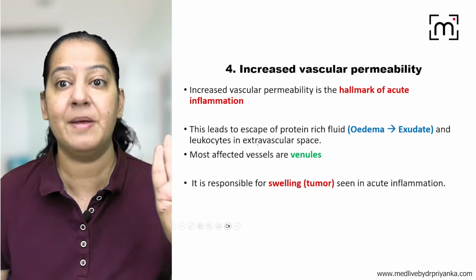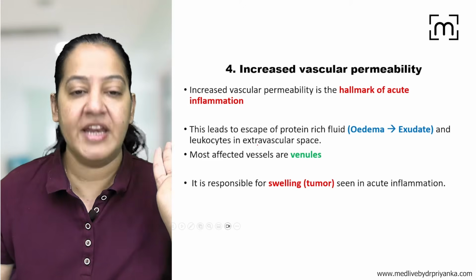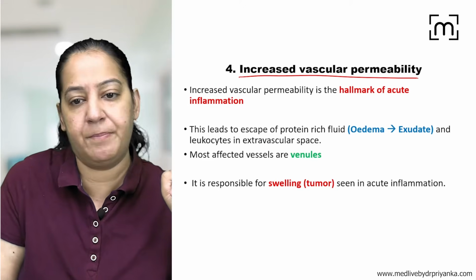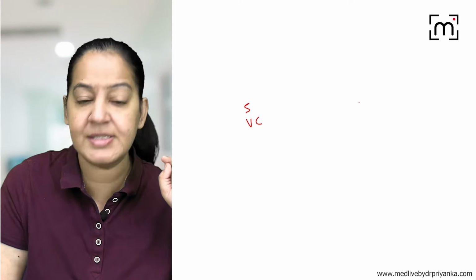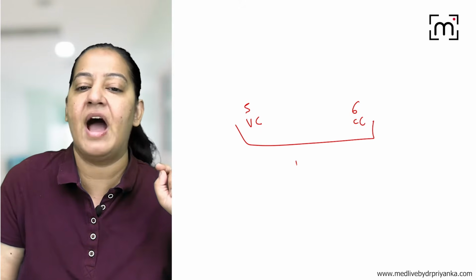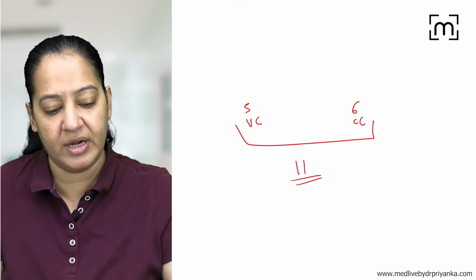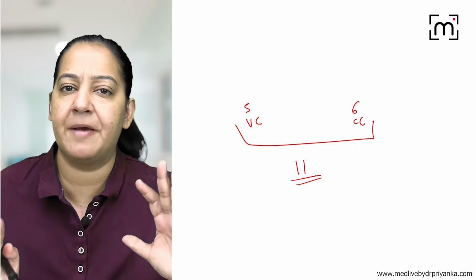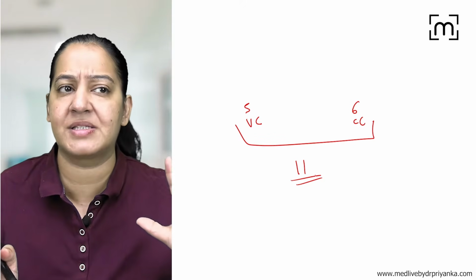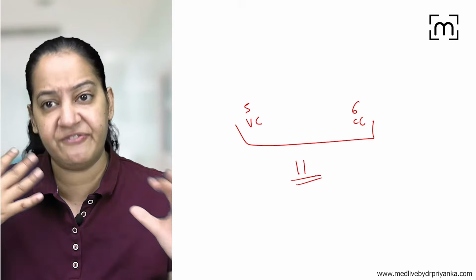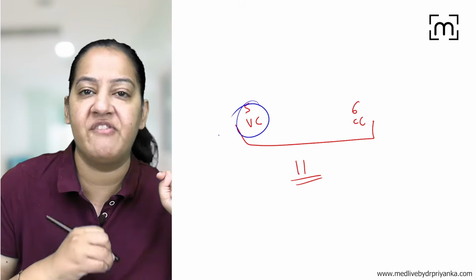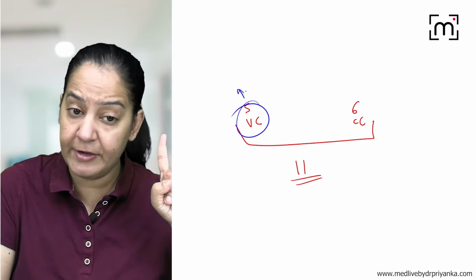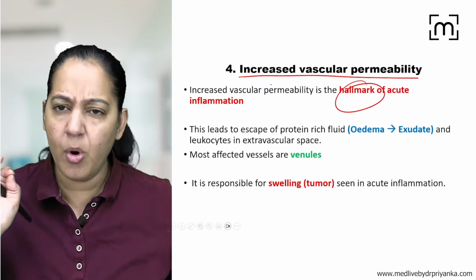Now coming to the most important step, step number 4. The name of step number 4 is increased vascular permeability. This step is the hallmark of acute inflammation. I told you I'm going to teach you 5 vascular events and 6 cellular events. In this way, I will be teaching you 11 events in total. What is the hallmark step? The most important step, the pathognomonic step of all 11 steps, is step number 4 of vascular events, that is increased vascular permeability. That is the most important step.